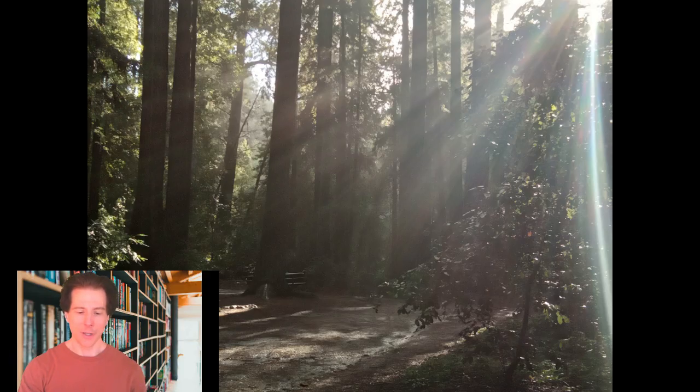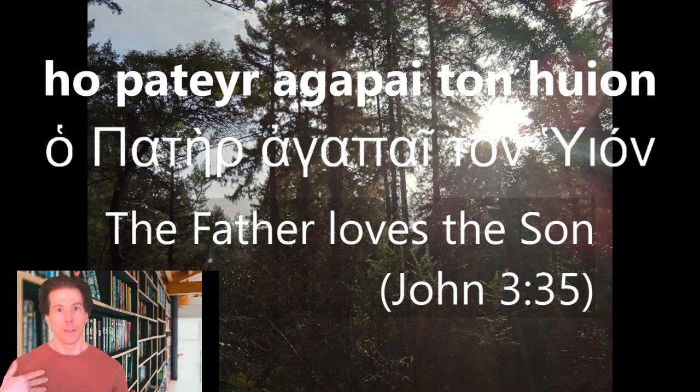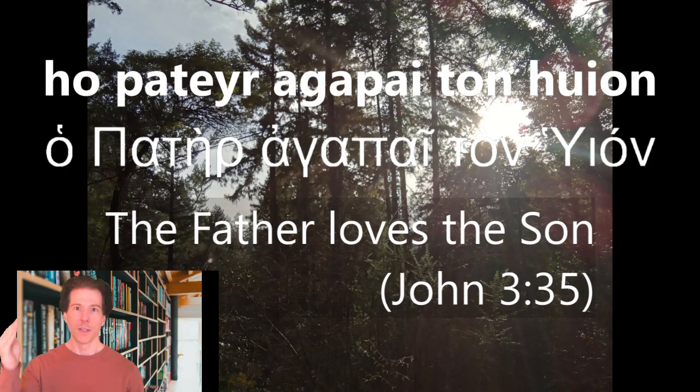Our next example: Ho pater agapai ton huion. This one is the verb agapao, which means I love. This one also starts with alpha. So we have these two example words: anthropos, which means person or human being, and now the verb agapao, and here it has a different ending, again, because of the grammatical role that it's playing in the sentence.